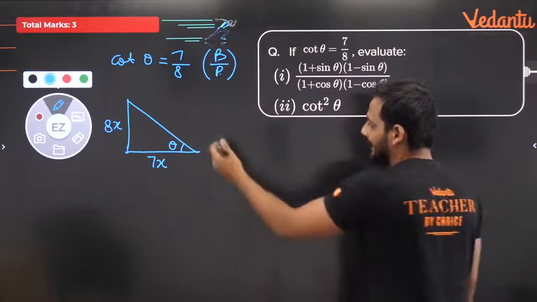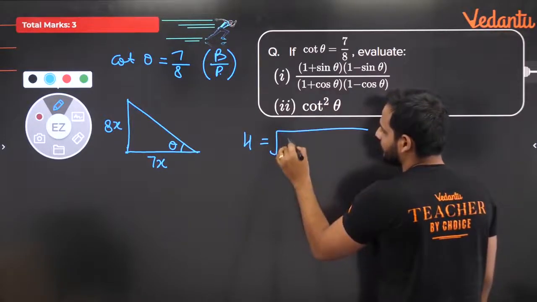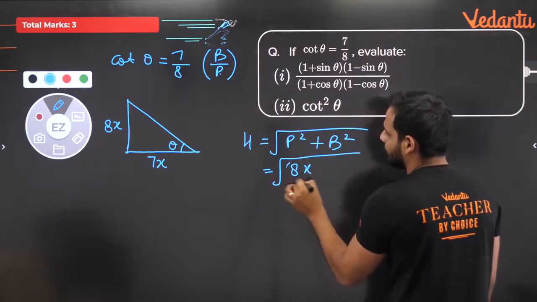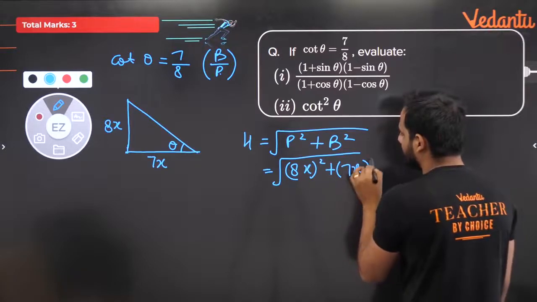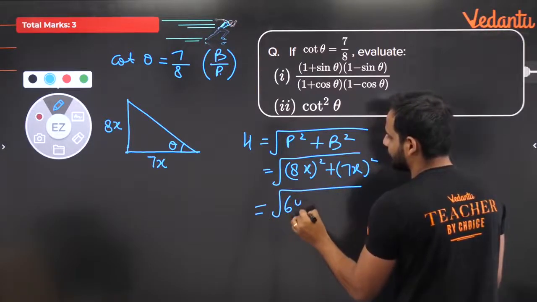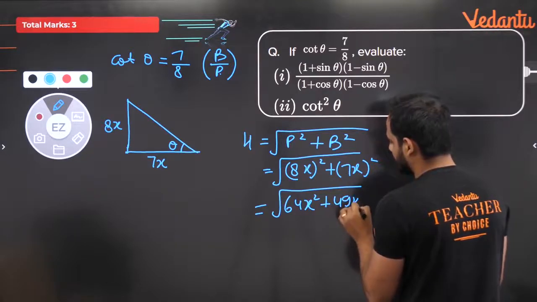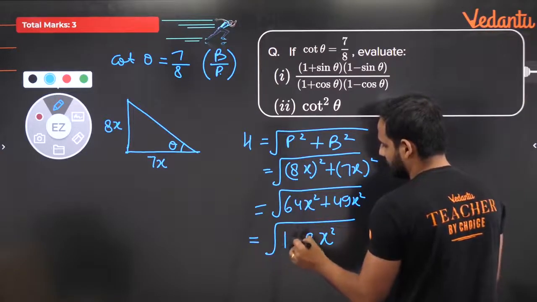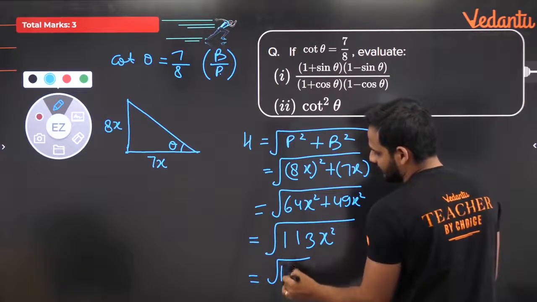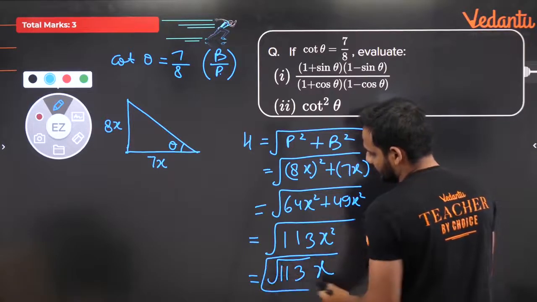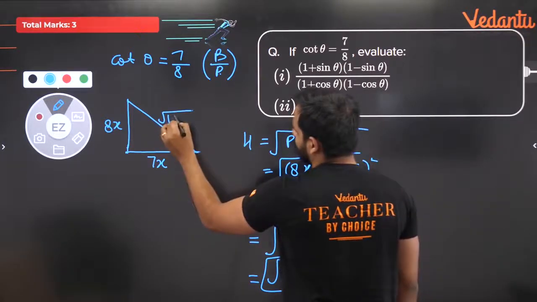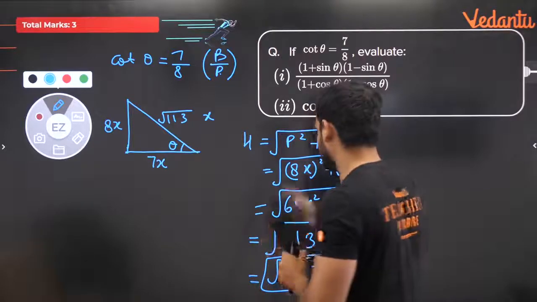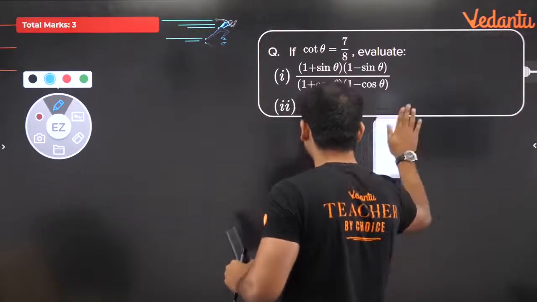I can get the hypotenuse by taking the under root of perpendicular square plus base square, which is equal to under root of (8x) whole square plus (7x) whole square. You will be getting under root of 64x square plus 49x square. What are you getting? Under root of x square times 113. So finally it will be under root of 113 into x. This is going to be the value of hypotenuse. So hypotenuse is under root of 113 x. So now all three sides are known to us. We can get all the trigonometric ratios that we need.